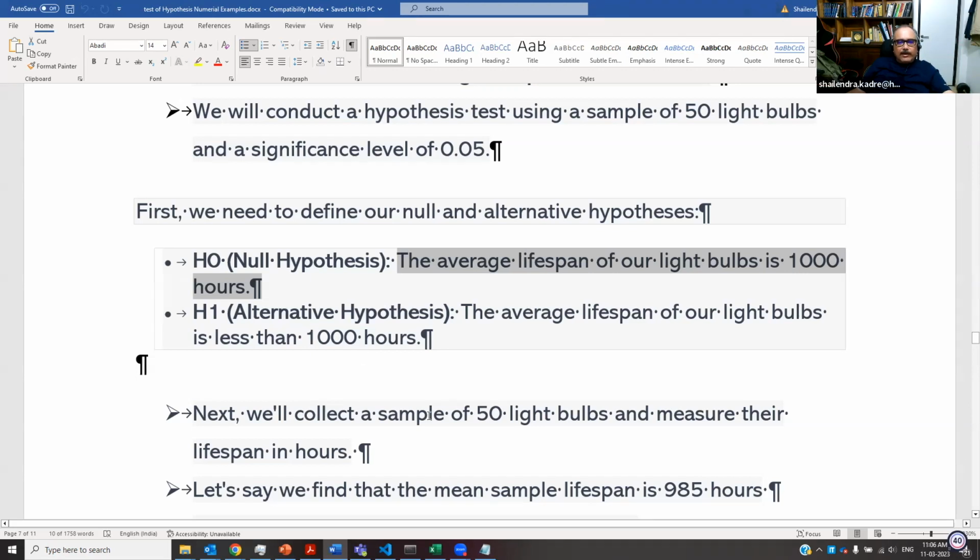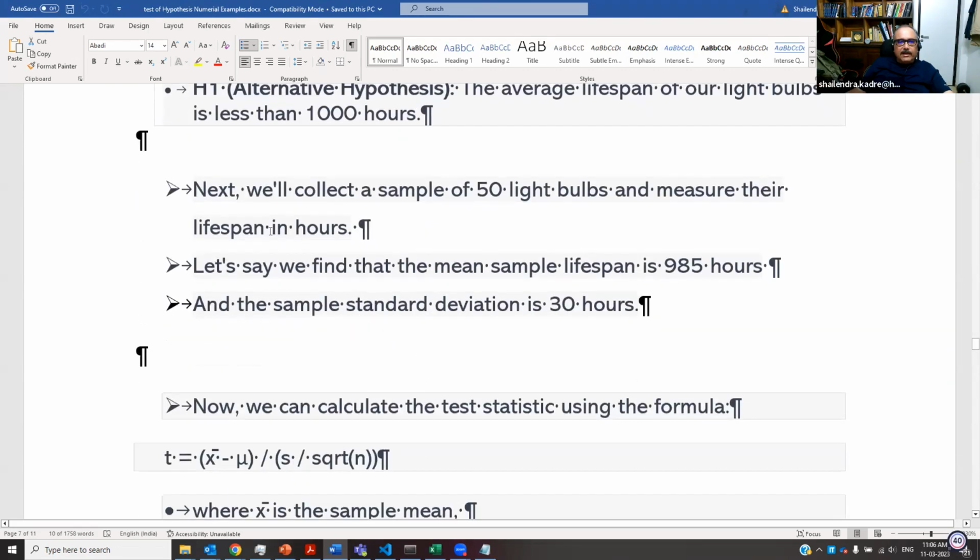Next, we collect a sample of 50 light bulbs and measure their lifespan in hours. We find that the sample mean lifespan is 985 hours. The sample mean is from the sample of 50 bulbs we have taken. And the sample standard deviation, for the sample of 50, is 30.